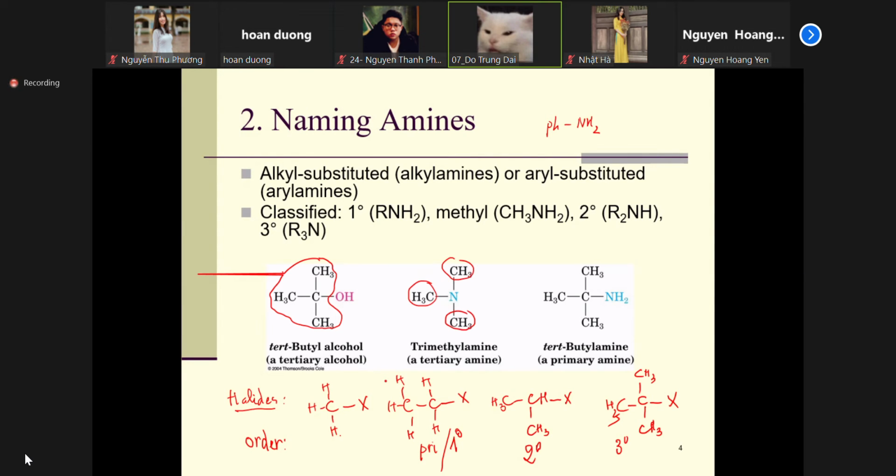Could you repeat the question again, please? Okay, you can see the name of alcohol, right? And you see the name of amine. So alcohol means that kind of functional group, and amine here is the kind of functional group. But how do they put all the substitution and functional group in the name of alcohol compared with the name of amine? How do they put them together?